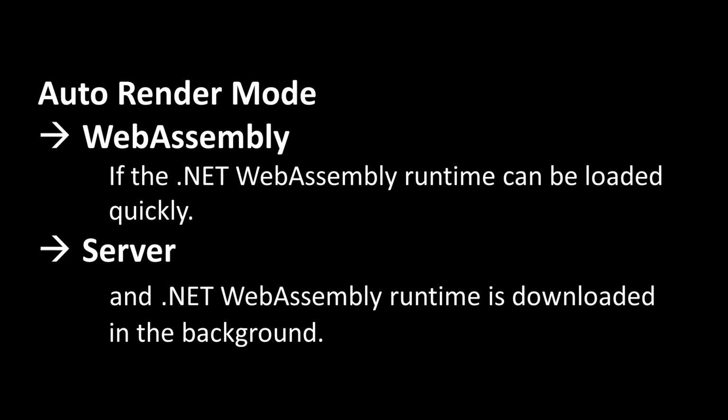So with the auto render mode, the Blazor WebAssembly render mode will be used if the .NET WebAssembly runtime can be loaded quickly. So this is possible if you're on a high-speed network or if the .NET WebAssembly runtime was previously downloaded and cached. Otherwise, it uses the server interactive render mode, while the .NET WebAssembly runtime will be downloaded in the background.